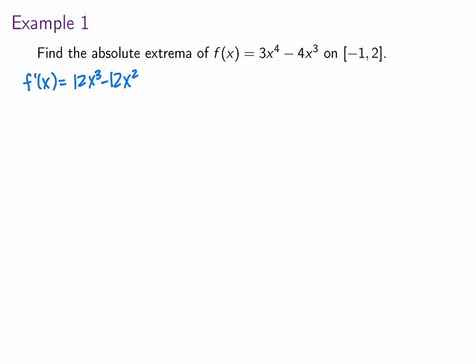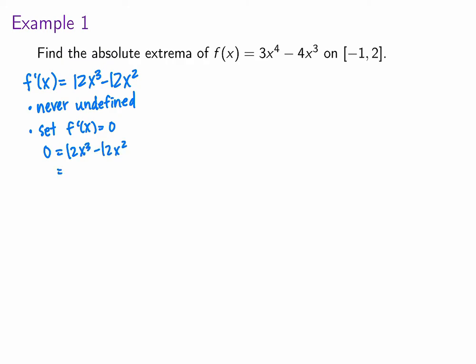Okay, so there's our derivative, and we want to see where is this derivative equal to 0 and where is it undefined. First of all, this one's never undefined because it's a polynomial, so we don't have to worry about any critical points coming from the derivative being undefined. Let's set it equal to 0 now. So we have 0 equals 12x cubed minus 12x squared.